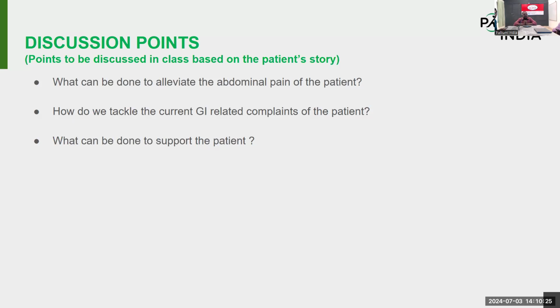What are the classical clinical symptoms of intestinal obstruction? Abdominal distension, abdominal pain, acute. Okay, thank you, Raisa. Anybody else? Not passing motion, abdominal distension, vomiting, constipation.